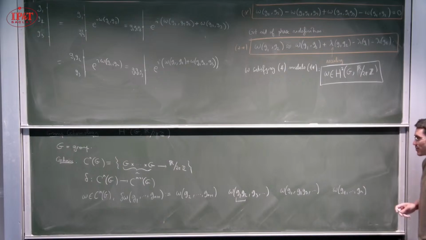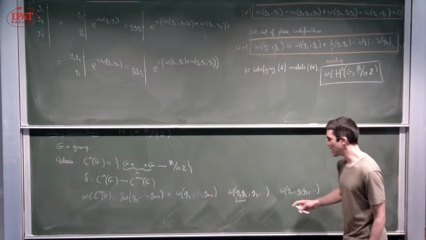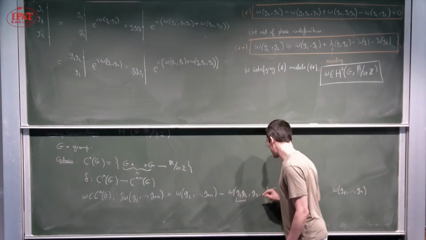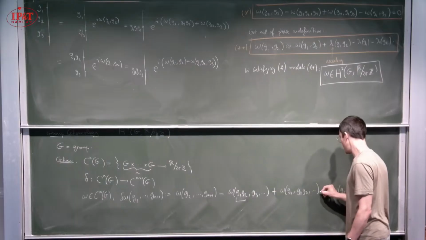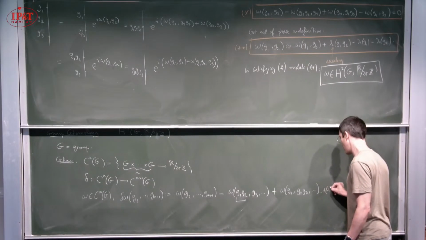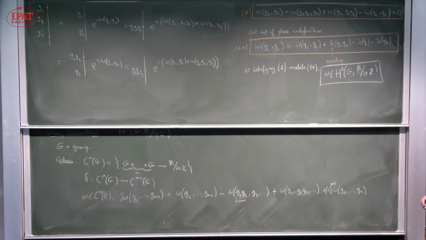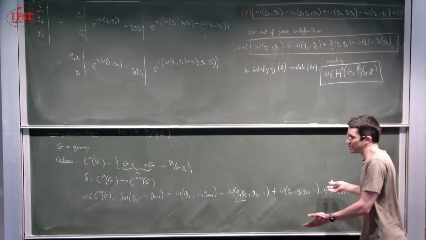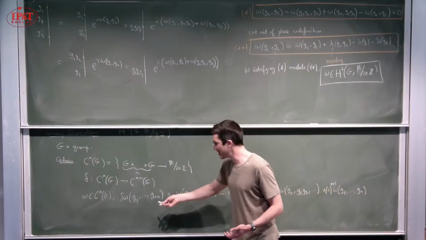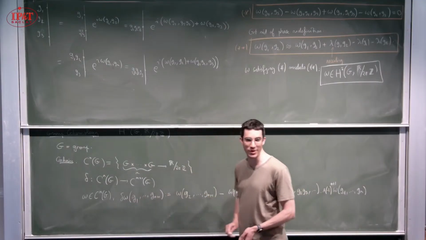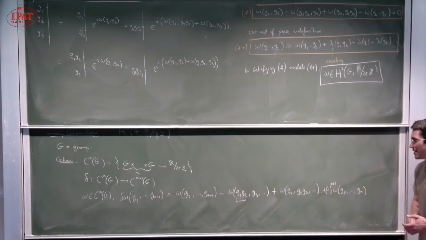So let's count how many terms we have. We have n plus 2 terms. And then we put alternate signs, so minus, plus, and so on, and then there is a plus minus 1 to the n plus 1. That's the formula for the differential. And you can now check that if you do delta twice, you always get 0. So that's a good operator that will allow us to define cohomology.